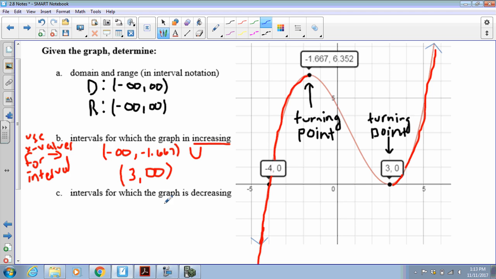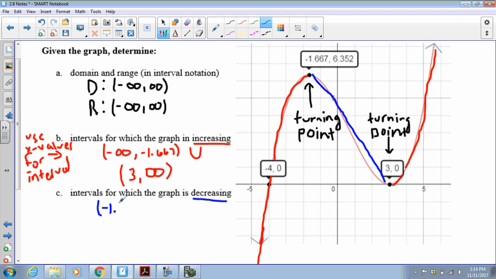So now intervals for when the graph is decreasing. That means if we're reading it left to right, when it goes down. And you can see this is happening in the middle of our graph. So once again, we want to write it using the x values. Now if you look, we stopped at negative 1.667 when we were increasing. And that's when we start again when we decrease on our interval.